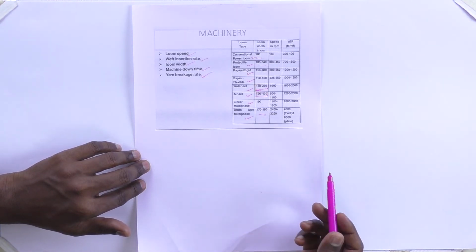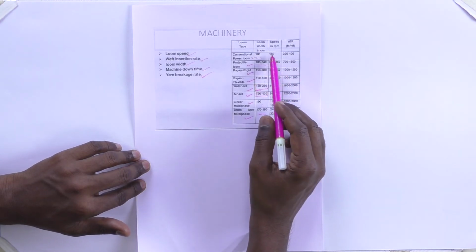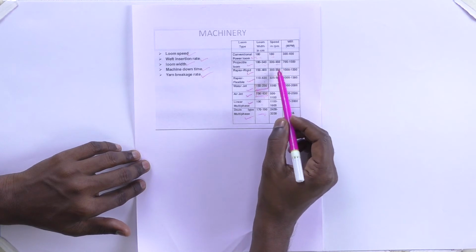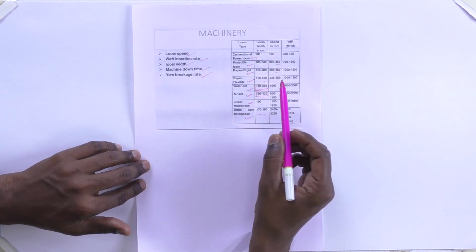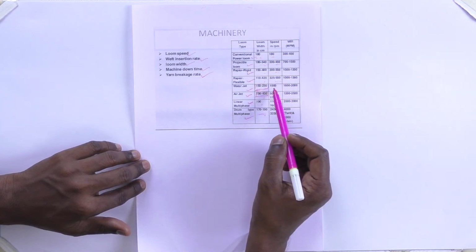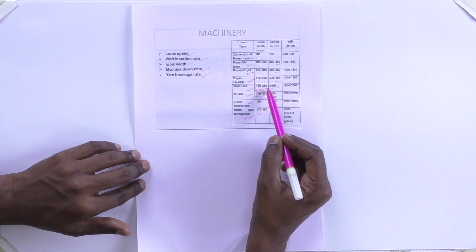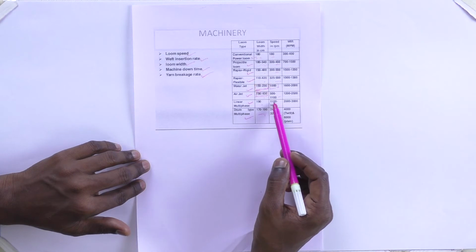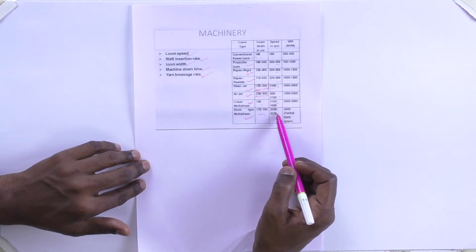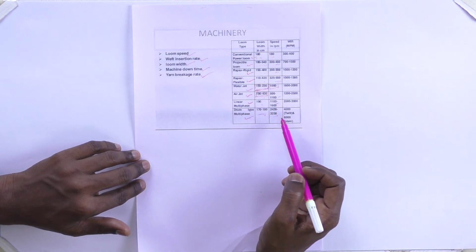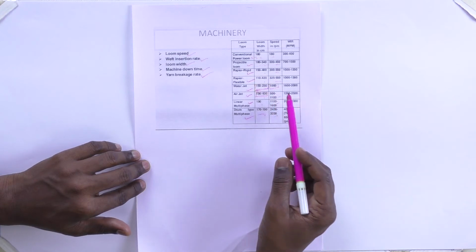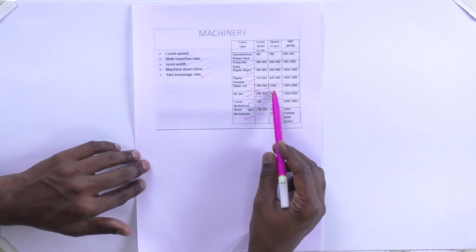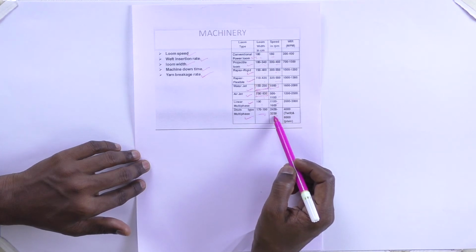In the case of loom speed, the conventional loom is 180, projectile loom 450, rigid rapier 550, flexible also 550, water jet is 1000 rpm, air jet is 1100, multi-phase loom up to 3000. So high speed is possible in water jet loom and multi-phase looms.